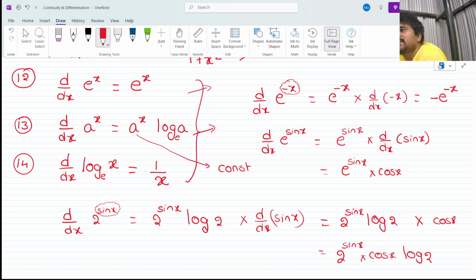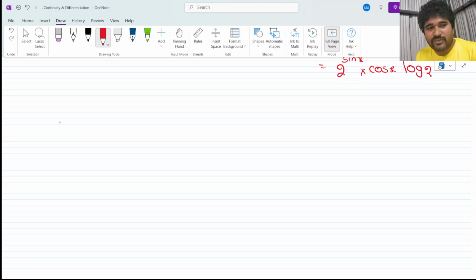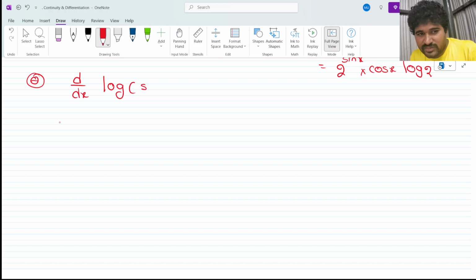What is the differentiation of log x? Differentiation of log x, correct? So differentiation of log sin x, how will you do this question? For example, if I give the question: differentiation of log sin e power cos x, like this I gave the question.